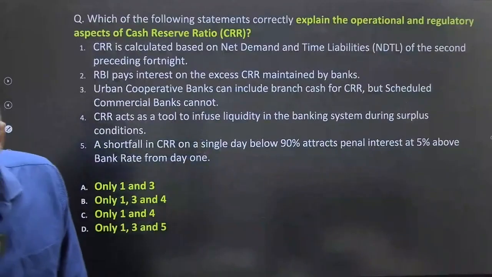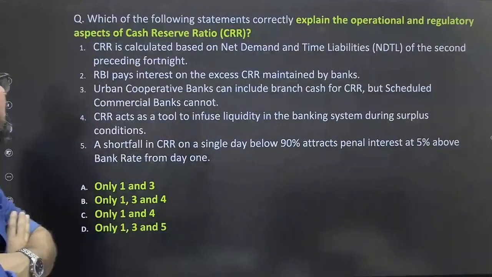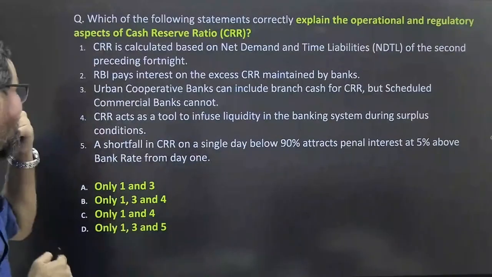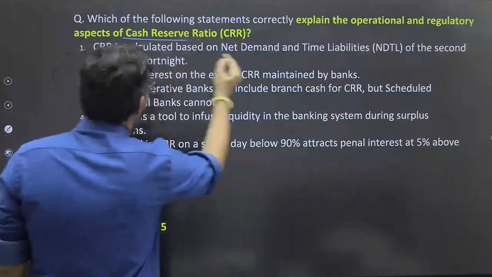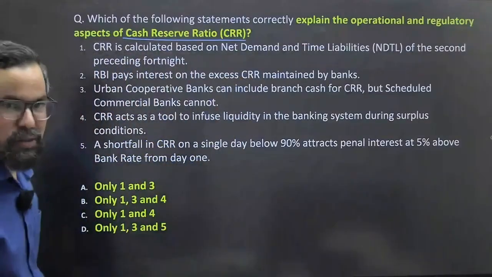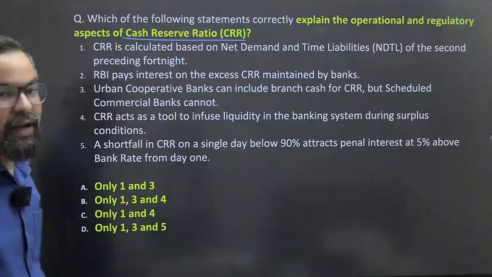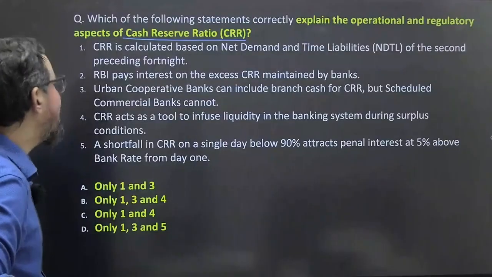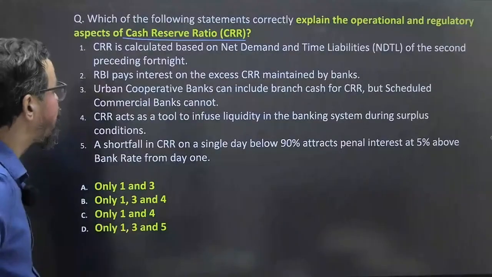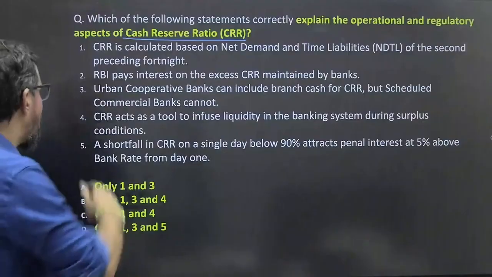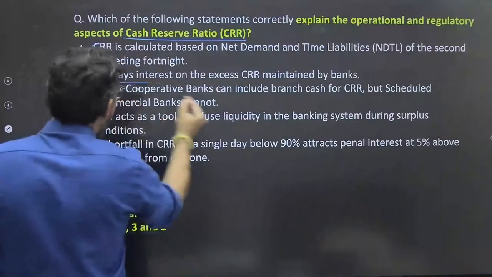ठीक है, चलो अगला question guys, next one. Explain the operational and regulatory aspect of CRR. A very simple question. Everybody knows about this one, right? So I want 100% right answer. CRR is calculated based on DTL of second preceding fortnight. Okay, there is no issue with this.